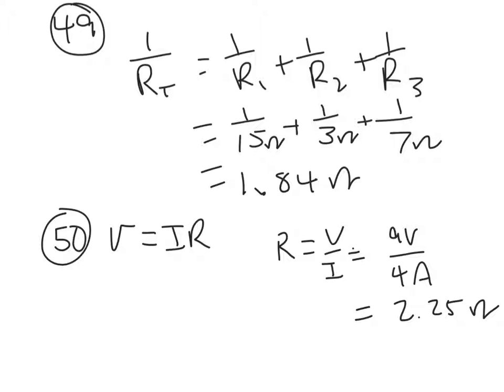Looking at 50, it says determine the resistance of a light bulb filament. Well, we're going to use Ohm's law. V equals IR. R is equal to V over I when it's rearranged. 9 volts, 4 amps. Our answer is 2.25 ohms.